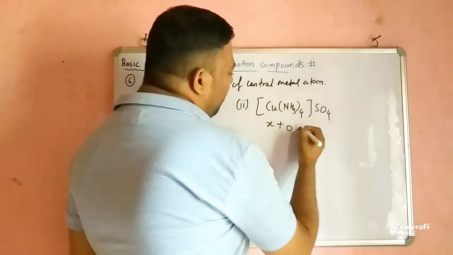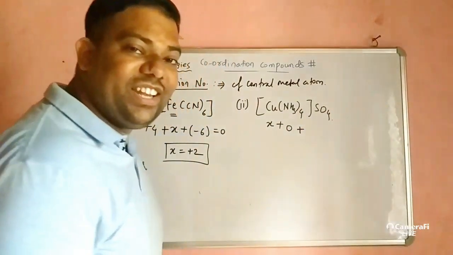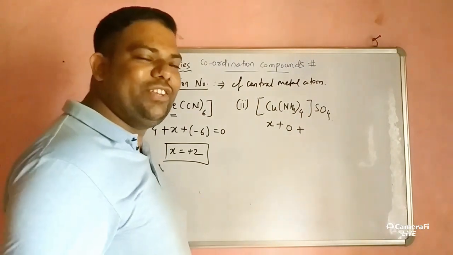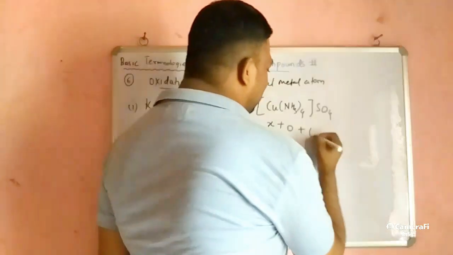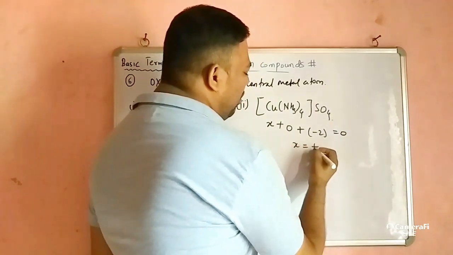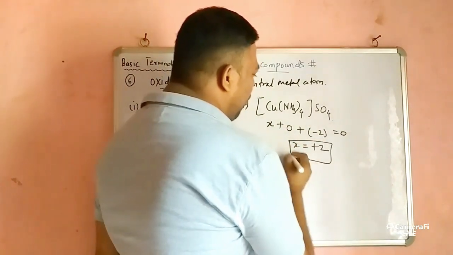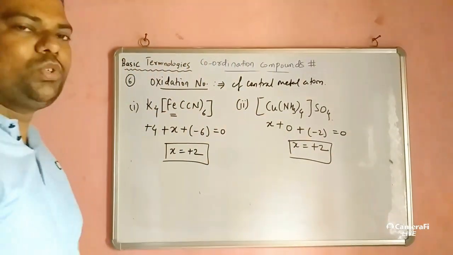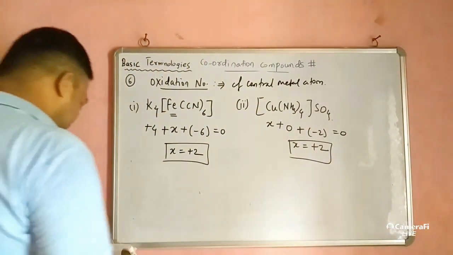Plus, as you know, sulfate ion SO4 is 2-, so plus -2 is equal to 0. Therefore X is equal to +2. Therefore the oxidation number of copper here is +2. I hope you understood this.